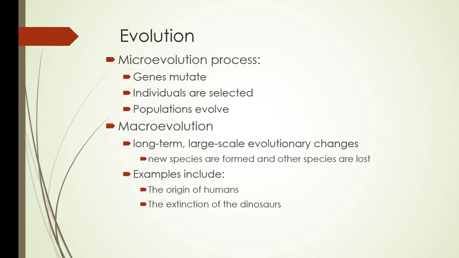Okay, so there's the microevolution process and the macroevolution process. Microevolution includes gene mutations, individuals are selected, populations evolve. Macroevolution includes long-term, large-scale changes where new species are formed and other species are lost, and these examples include the origin of humans and then the extinction of the dinosaurs.